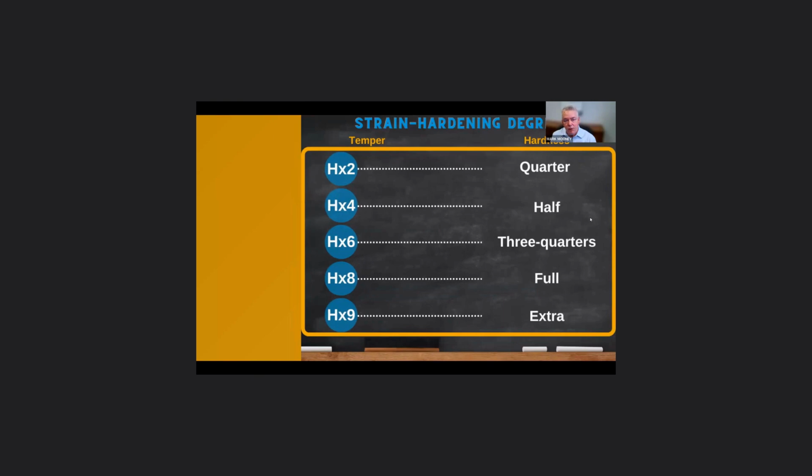So, several variations of strain hardening, and what I really want you to look at here is the last number in the sequence. HX2 is 1/4 hard, HX4 half, 3/4 for HX6, and full hard for HX8. There is an HX9 that's extra, but we don't see that so often. Really what you want to pay attention to here is that last number. That's going to define how hard the material is.